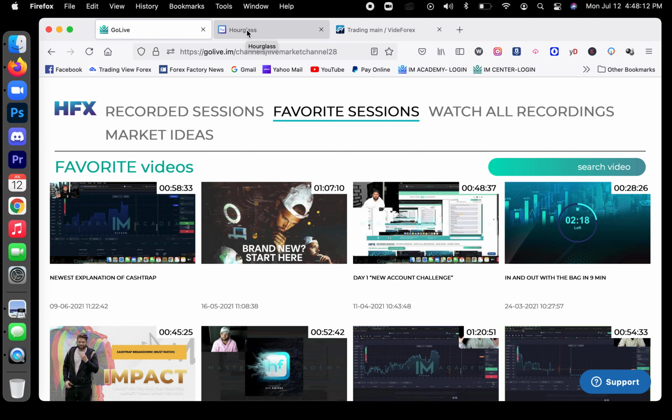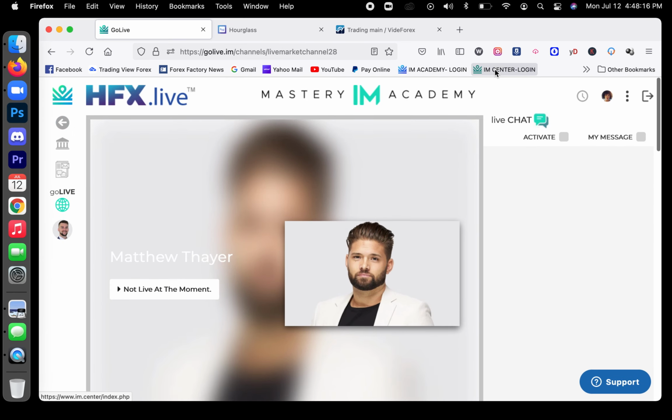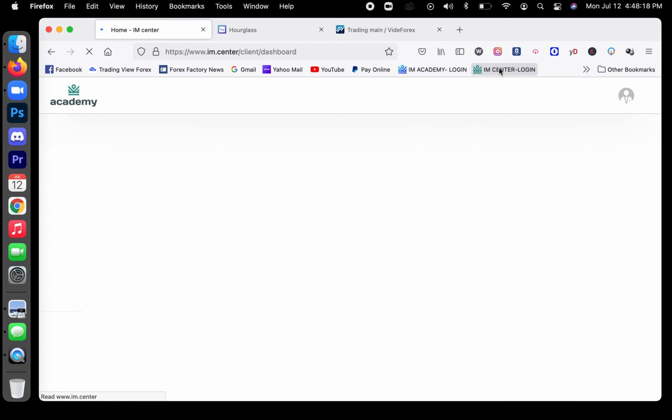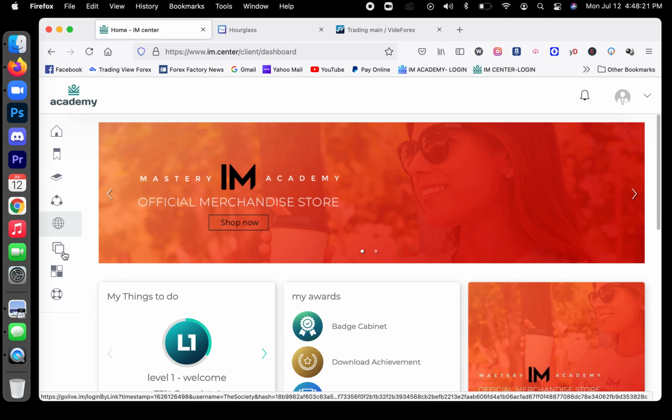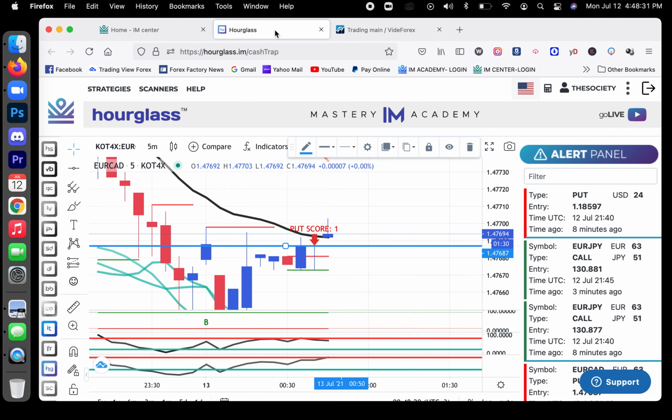So you have access to this 24/7, however, whenever you want. All you have to do is log into your IM Center. It's going to give you access to both the Go Live and to your strategies. Again, if you have just the basic package, you're going to have access to Liberty, which has Simple Scalper. If you pay for the Cash Trap add-on, you're going to have access to Hourglass.